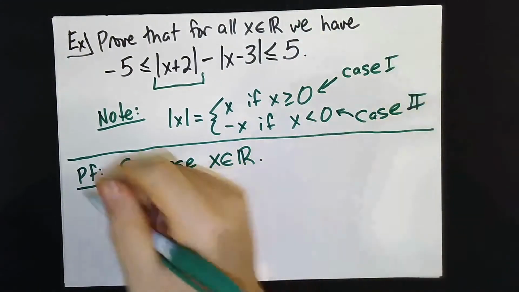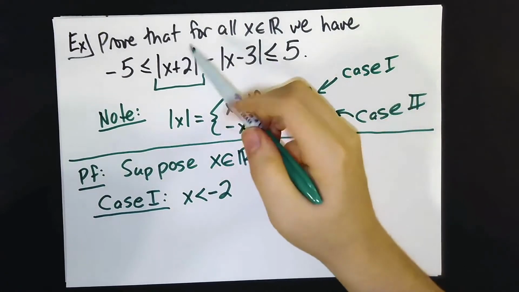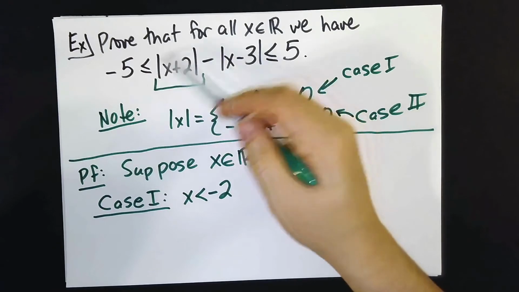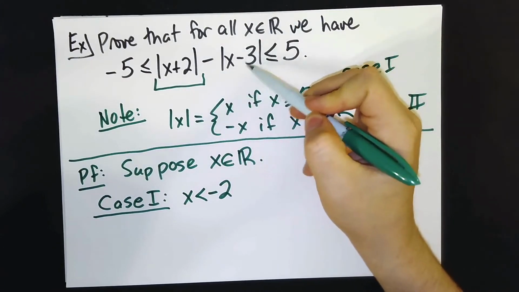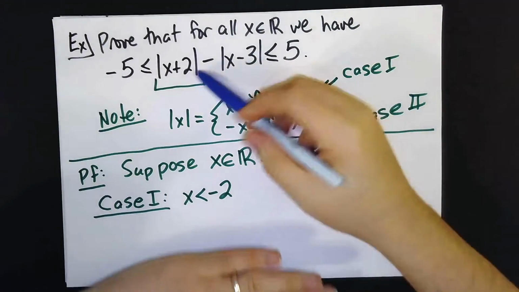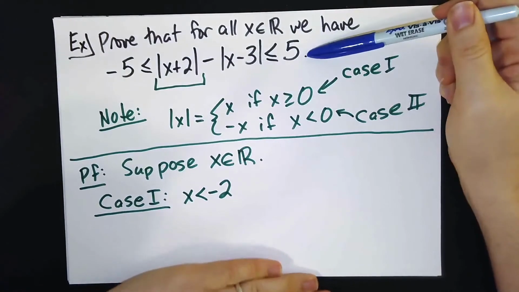So let's start with the case when x is less than minus 2. That will make the thing in this absolute value negative, and it will make the thing in this absolute value negative. Next lesson. When we're proving a statement about an inequality, you cannot start by writing down the inequality.